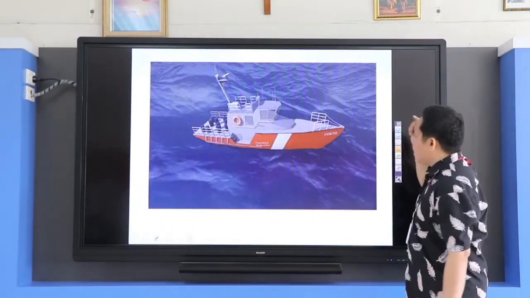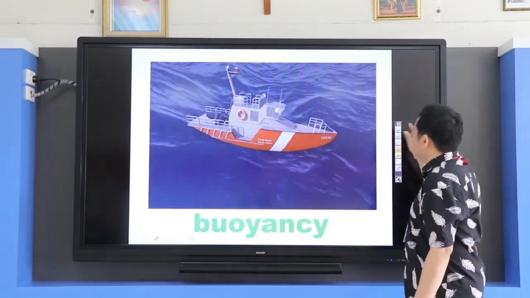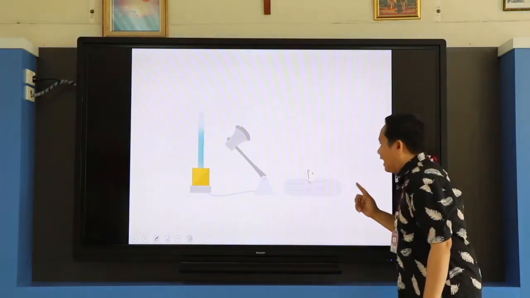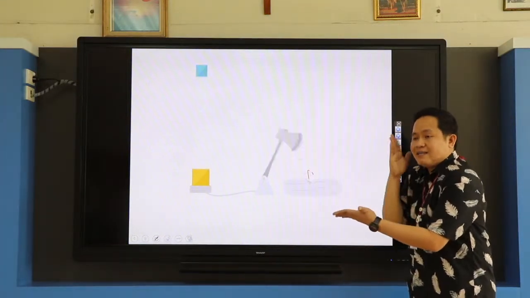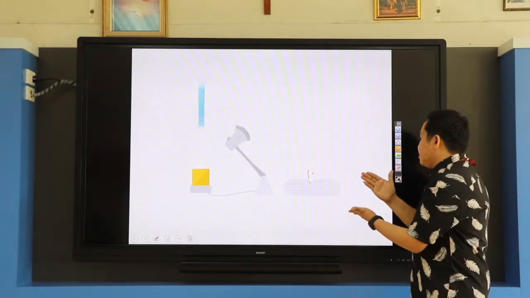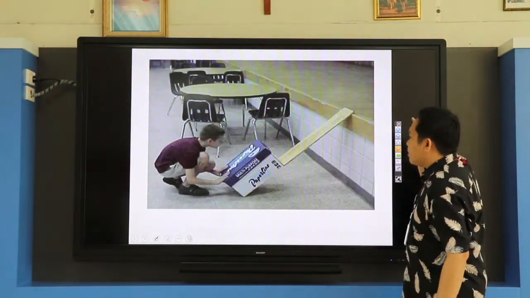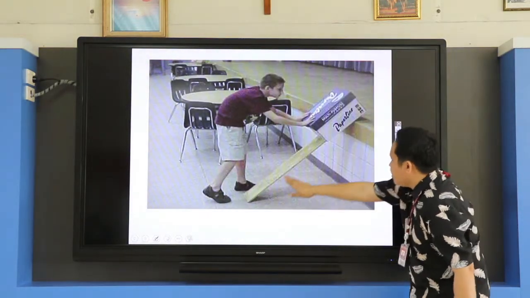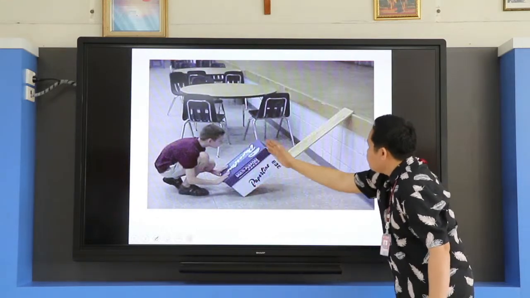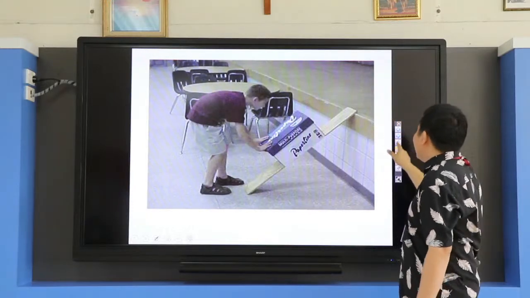Another example. This is buoyancy. The ability of a thing to float in the water. This is a wedge. It has a very sharp end and is used to cut something. Knife, scissors, blades, and many other things. Axe like this. Wedge. Then we have inclined plane, used to push or to carry, to transfer one thing from one level to another level easily.